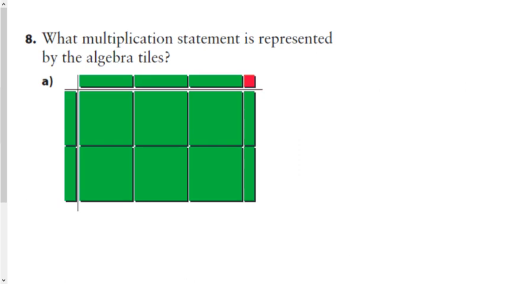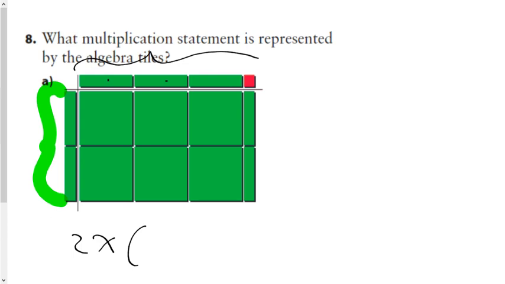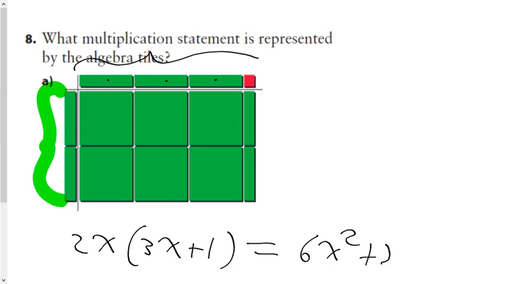Question 8 says, what multiplication is represented by the algebra tiles? We didn't have to do 8? Okay. So here we have the monomial, and the monomial is going to be 2x multiplied by the length, which is going to be 1, 2, 3x and a positive 1. That's what the multiplication statement is. And the solution is what the area is inside, which is 6x squared plus 2x. 1, 2, 3, 4, 5. 6x squared plus 2x.